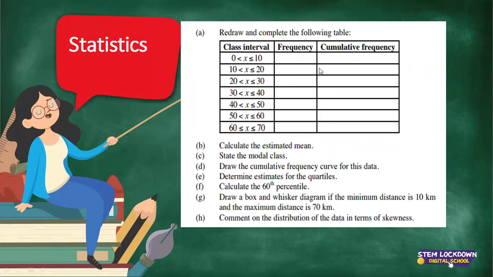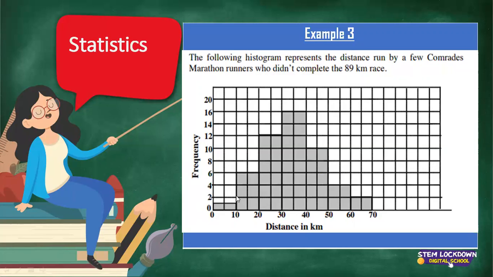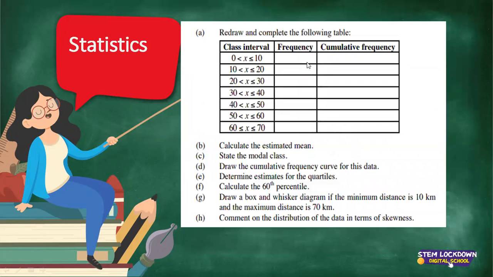So now, how do you fill this in? What are the frequencies? We already said 0 to 10 had a frequency of 1. Between 10 and 20, the frequency is 6. Between 20 and 30, the frequency is 12. 30 to 40, the frequency is 16. 40 to 50, the frequency is 10. 50 to 60, the frequency is 4. And then 60 to 70, the frequency is 2. Okay, so with that, we complete our frequency table.